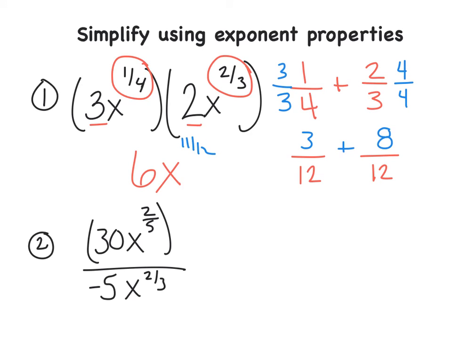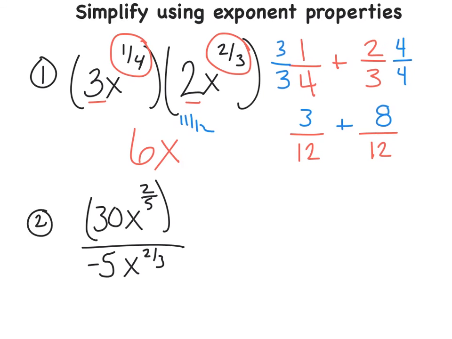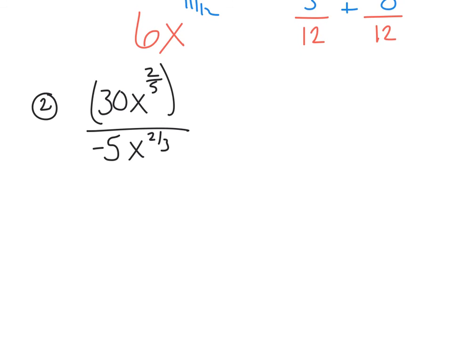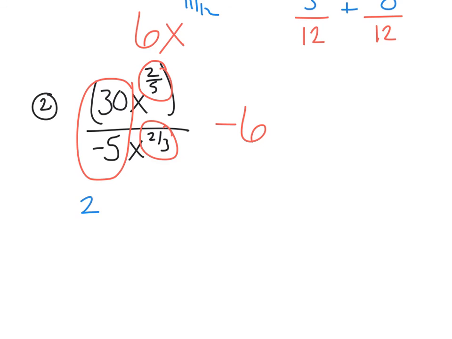Number 2, 30x to the 2/5 divided by negative 5x to the 2/3. Okay, so we can do the easy part, the coefficients. 30 divided by negative 5 is negative 6. Now, when I divide, what do I do with exponents? Of course, you subtract. So again, off to the side, 2/5 minus 2/3.